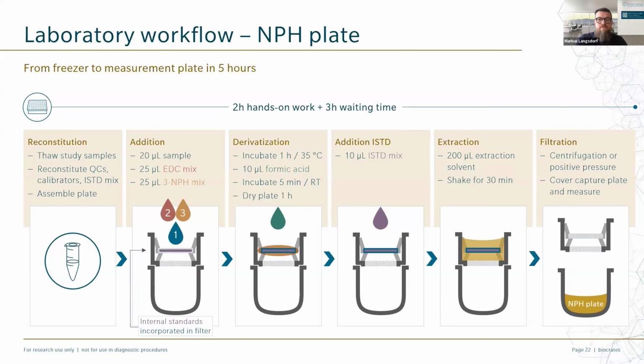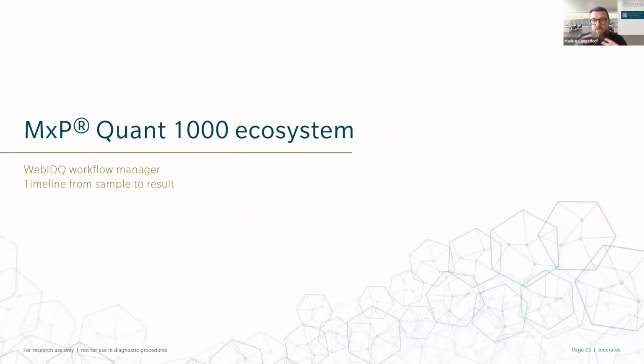And the last step, the filtration, is actually also the purification step. So you can use either a plate centrifuge for that, or a pressure manifold. And then you receive your extract down in the capture plate, and this is already ready to go. So you cover it with a silicon mat. You seal the plate. Silicon mat is also provided with the kit, and you place it in the autosampler and can run the kit. So that was the hardware part.